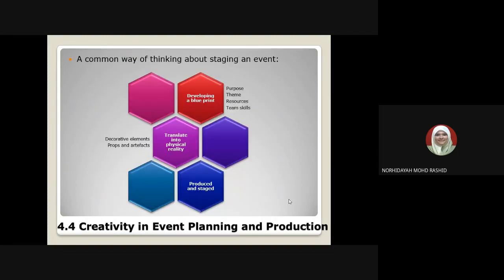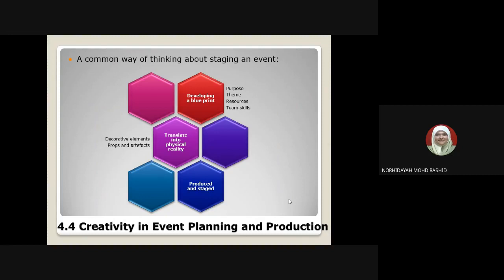We are almost done, don't worry, just a little more under creativity in event planning and production. Okay, for your information, creativity in event planning and production is based on these three. The common way of thinking about event staging has three things. First, you need to develop a blueprint. You need to propose the team, resources, the team skills and every single thing. So we have to make a proposal. So why do you need to develop the blueprint?